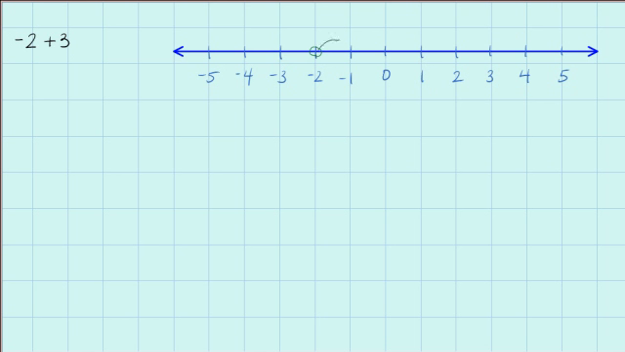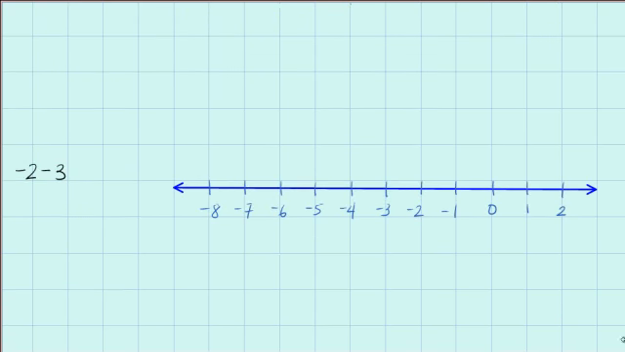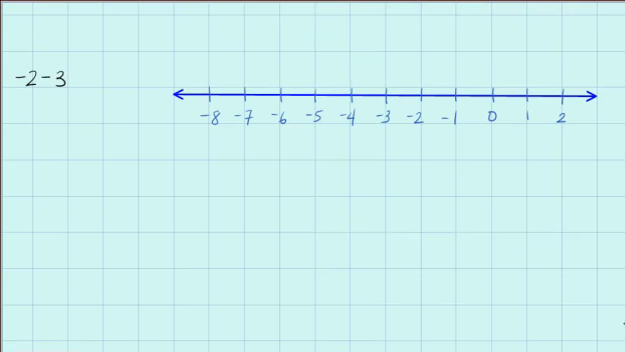Let's jump 3 units to the right. 1, 2, and 3. Let's see where we ended up with. Well, I ended up at 1. So negative 2 plus 3 is 1. Let's try our last example. Oops, sorry about that. Let's go back here.